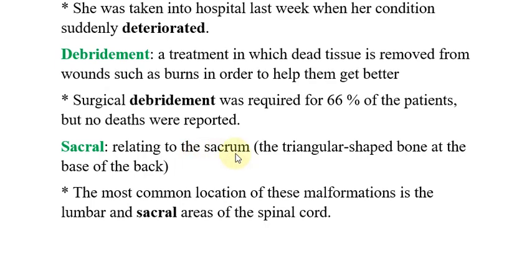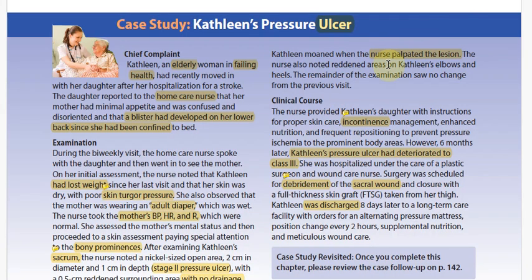Sacral, sacrum. American and British pronunciations. Now I go for the American one. Sacral is relating to the sacrum, the triangular shaped bone at the base of the back. The most common location of these malformations is the lumbar and sacral areas of the spinal cord.